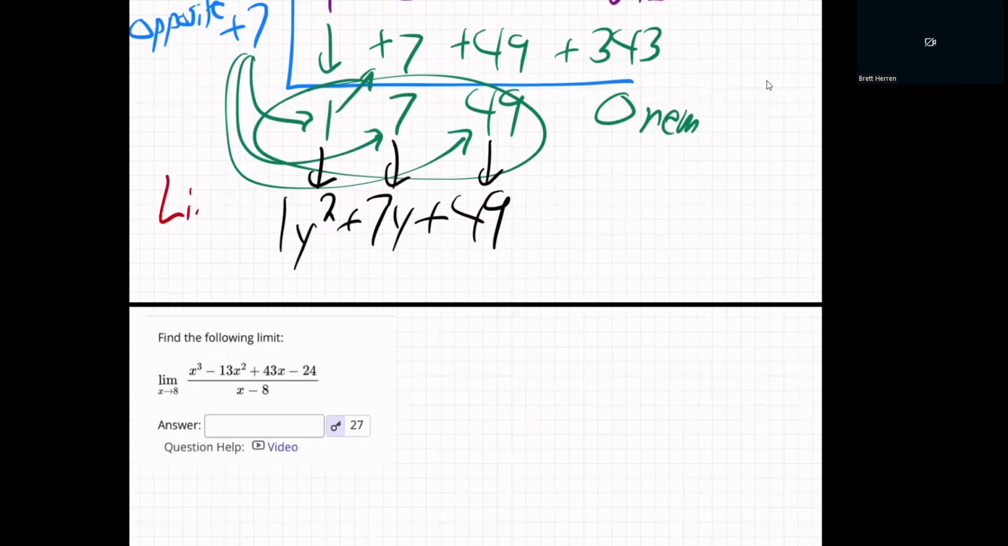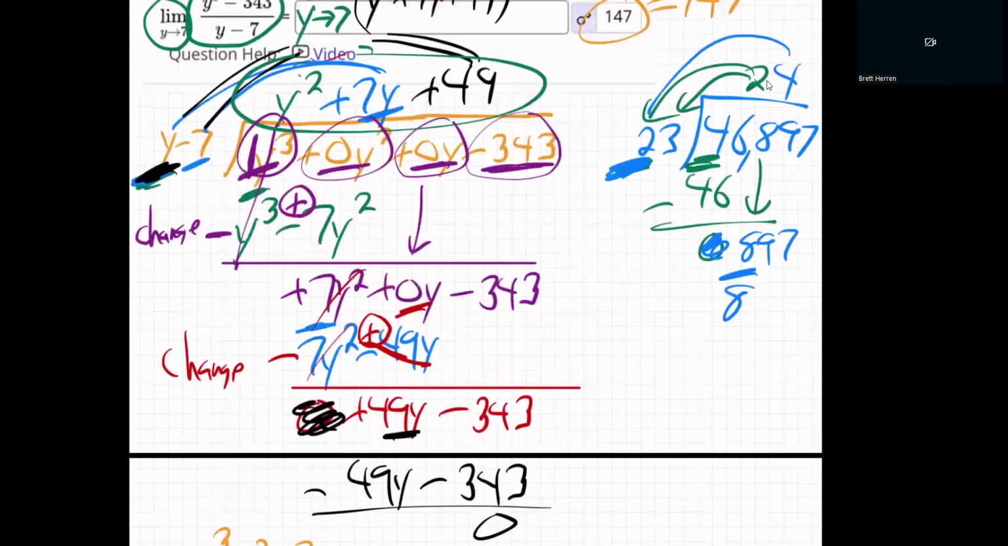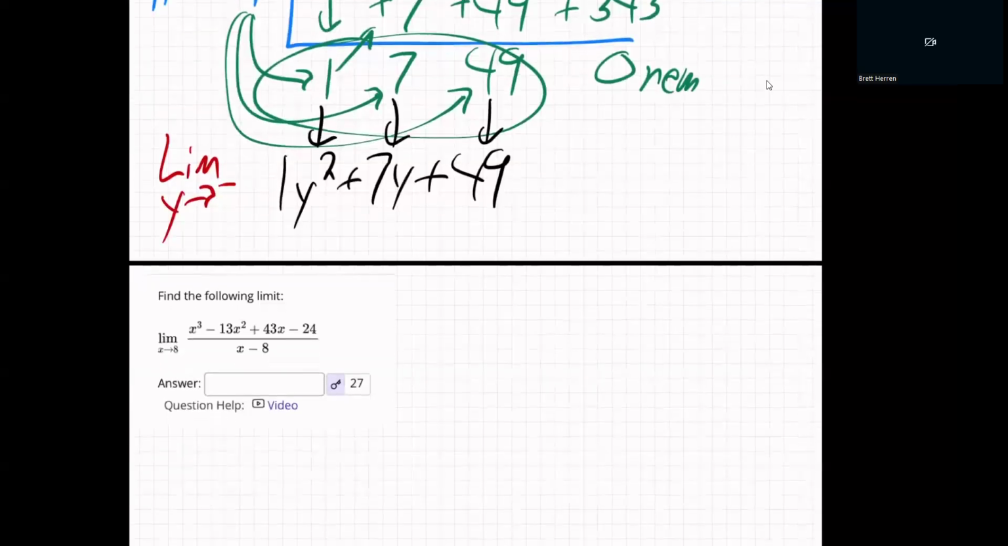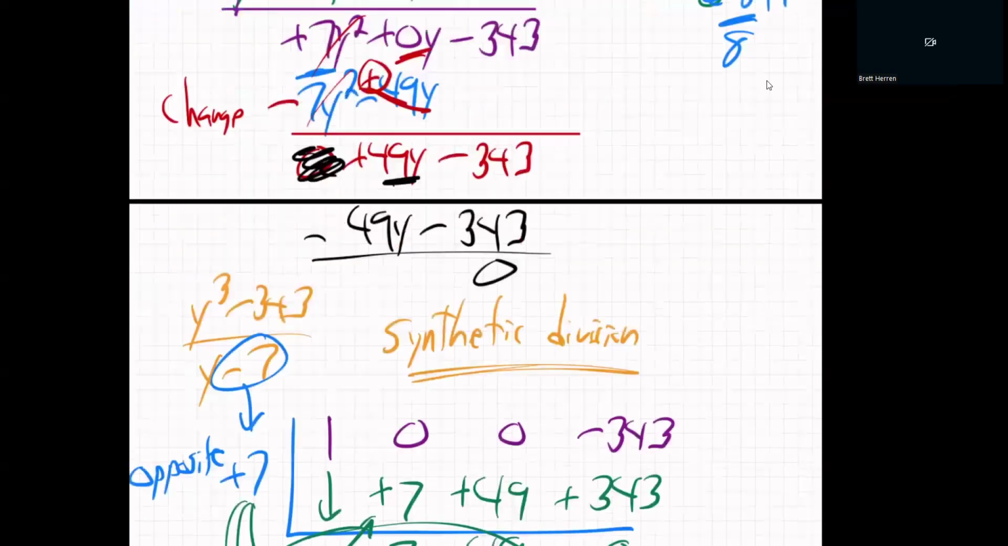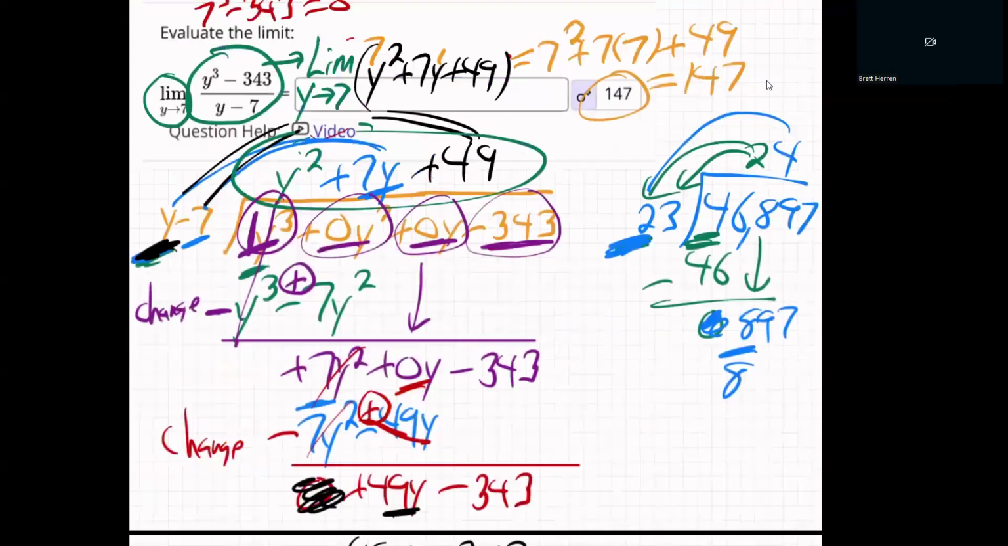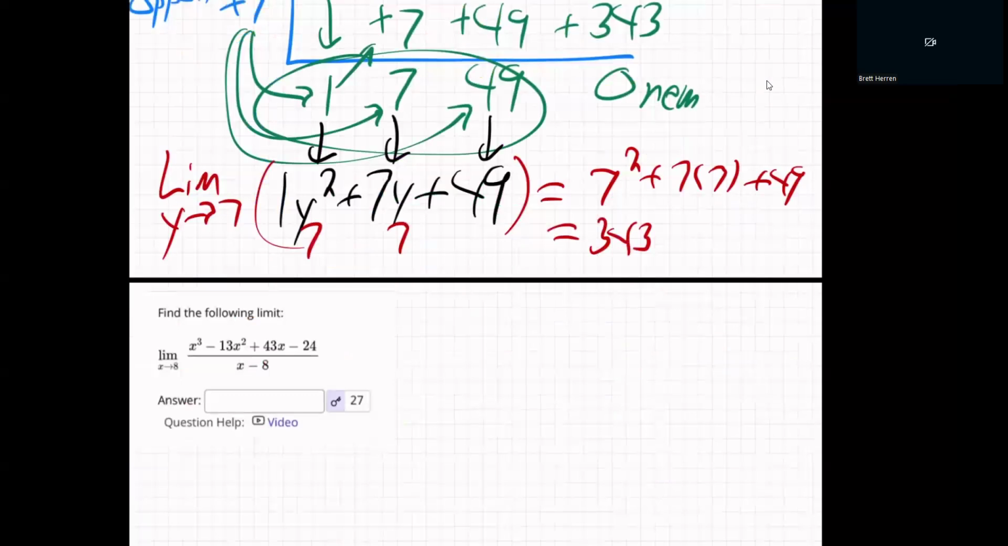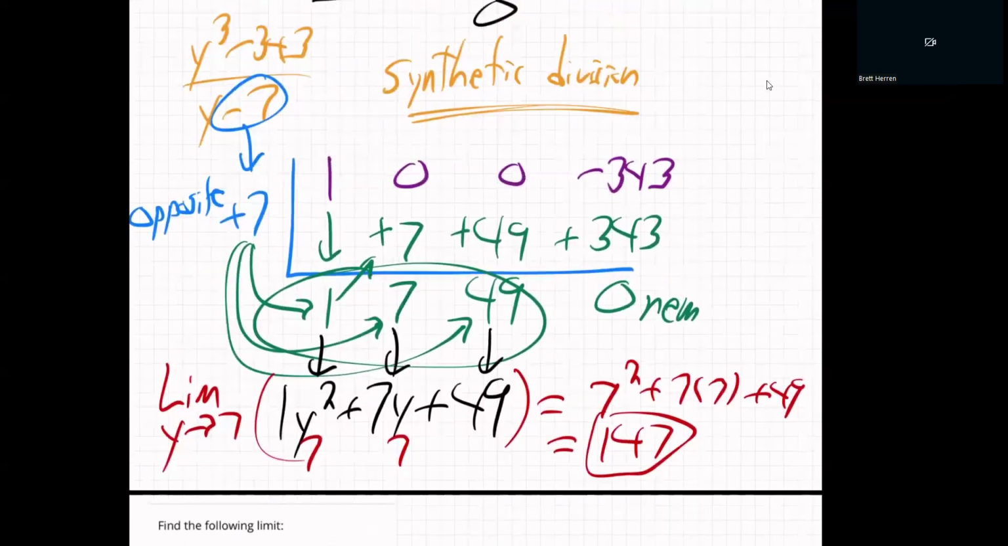Again, don't forget, you've got the limit as y goes to, what was it, 7? Yeah, 7. In the front, so you still have to plug in a 7, plug in a 7, and you'll get 7 squared plus 7 times 7 plus 49. You'll get, was it 343? What was it? I don't remember. 147. That was the other number. Anyway, 147. Does that make sense? That's synthetic division. Much easier. Let's do that in the next one.